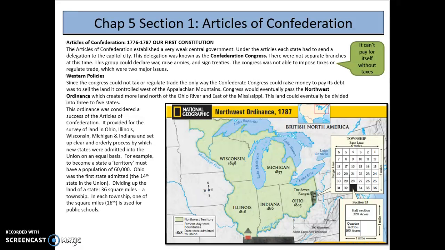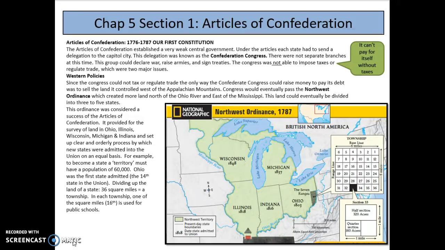It established a very weak central government, so not much control. Under the Articles, each state had to send a delegation to the capital city, and the delegation was known as the Confederation Congress. There were not separate branches of this particular government at this time. They could declare war, raise armies, and sign treaties, but because they could not impose taxes, they actually couldn't pay for any of this. They couldn't regulate trade, and those were kind of some major issues.